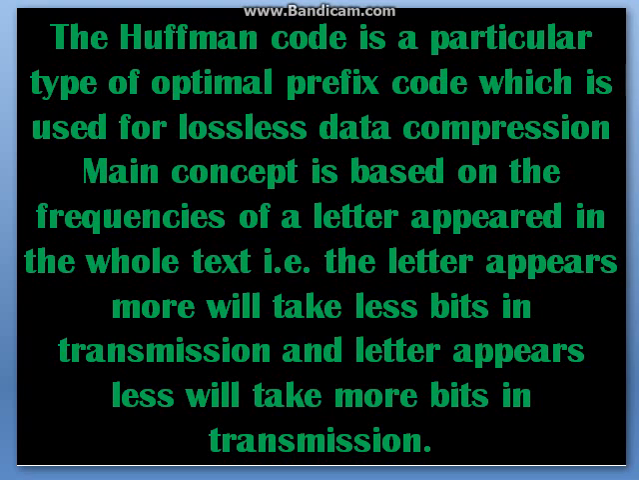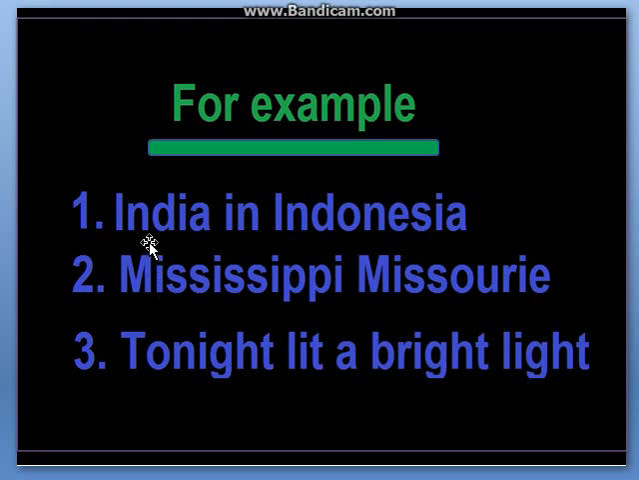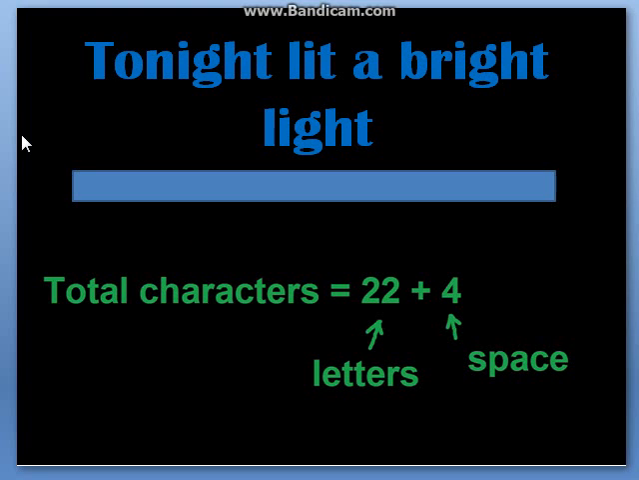Kind of alliteration, you can say, like India in Indonesia, Mississippi, Missouri, tonight lit a bright light. Like we can say in the first text I and D appeared multiple times. In the second text M, I, S, I, P appear multiple times. And in the third text, tonight lit a bright light, T, N, I, G, H, L, almost every character appears multiple times. There are several other examples, but we took tonight lit a bright light for our reference.